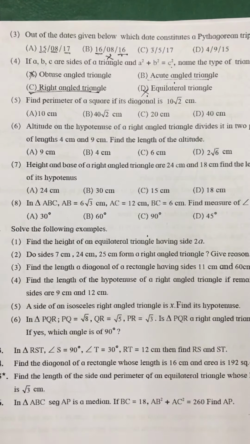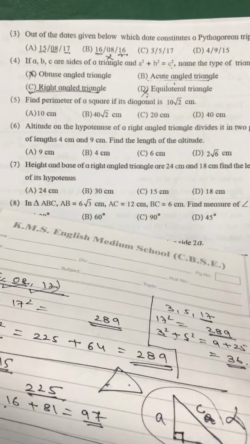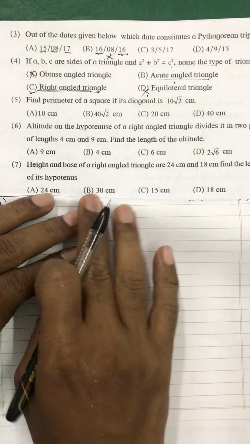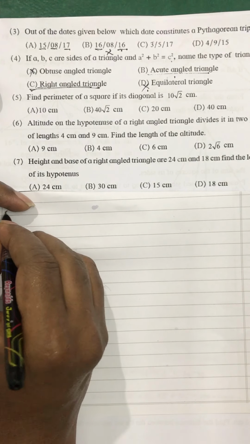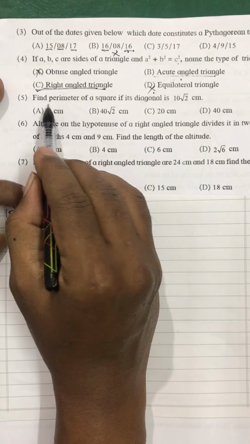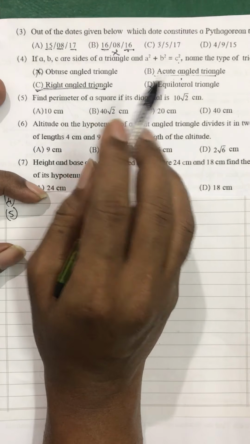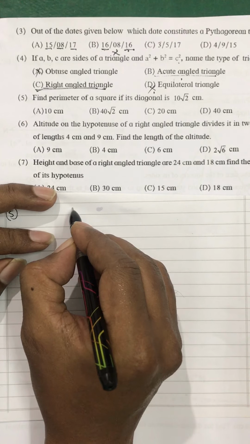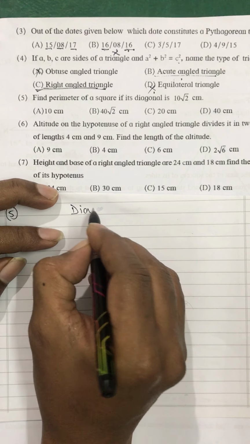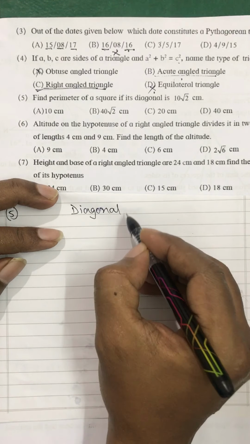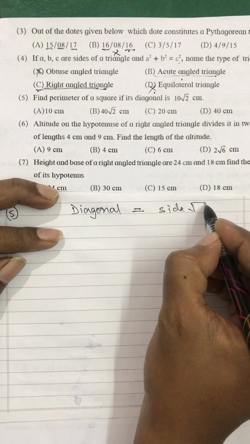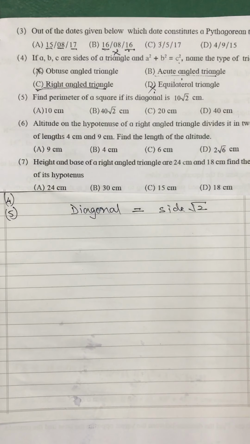Okay. Now going to the next one. What they are asking me for the fifth one is, find the perimeter of a square if its diagonal is 10 root 2 centimeter. See, my dear students, you have to remember the formula for the diagonal of a square. Remember, the diagonal of a square is equal to side root 2. This is the main formula.